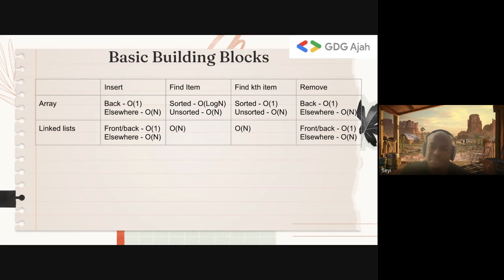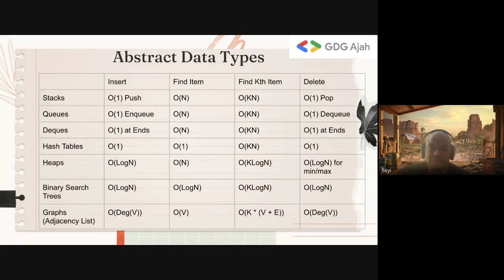Now, I put some other columns there, like to find the kth item. So to find the kth item essentially means if you want to find your first item or the second item or the third item, whatever. So if it's sorted, you can easily find it in an array in constant time. You just go to that index. But if it's unsorted, you need to do a linear scan. And remove is also like insert. So for linked lists, you can see the time complexities there. I won't really go over it since we've gone over it. I just included it here for completeness.